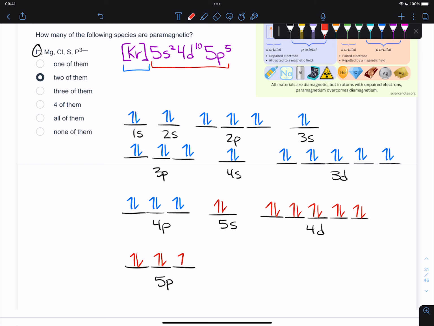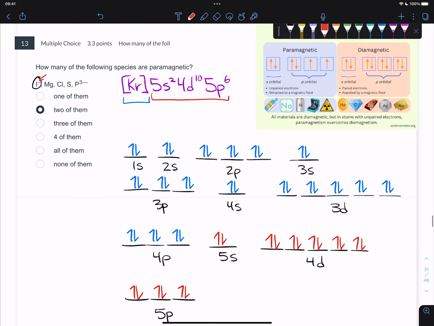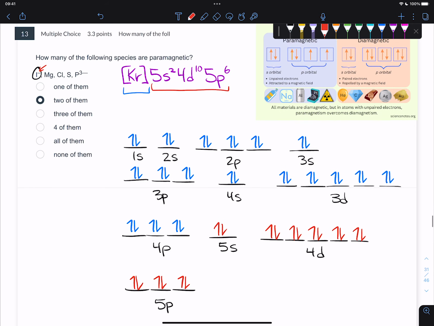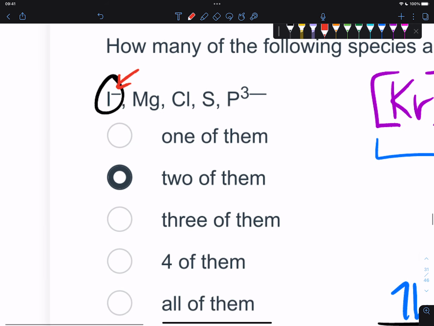That's what iodine looks like if it were neutral. But remember, this is an iodide, so it added an extra electron. So we're going to take that 5, turn it into a 6, and that means we're going to complete this level. Iodide, as you can see here, has no unpaired electrons. So you would say that the iodide ion is diamagnetic. So I guess I can go up here, put a D for diamagnetic.